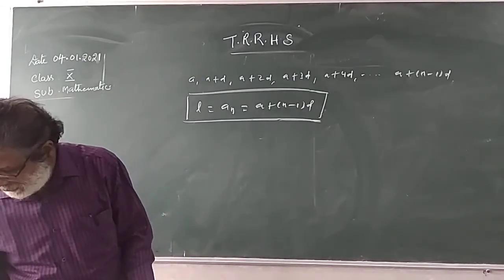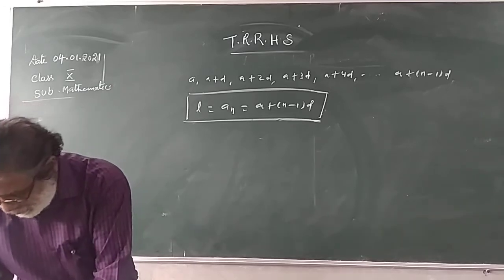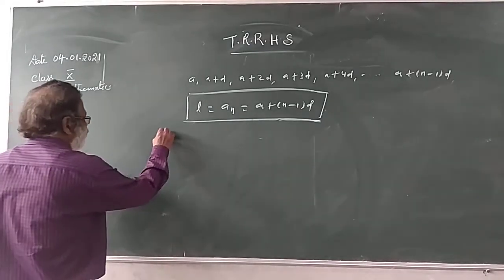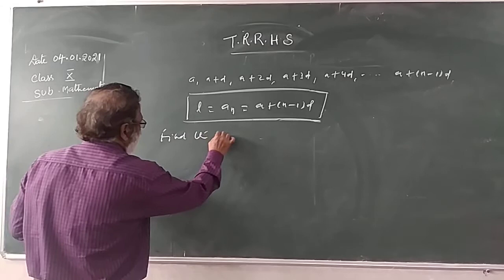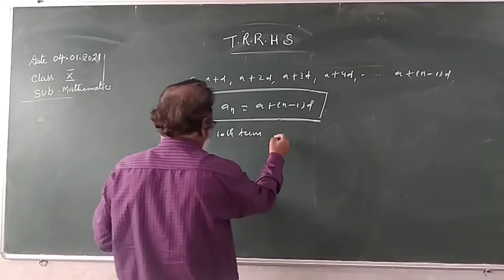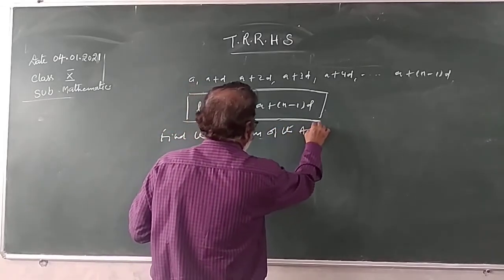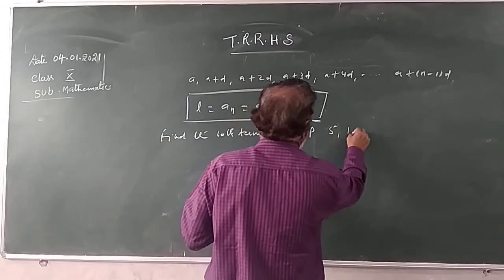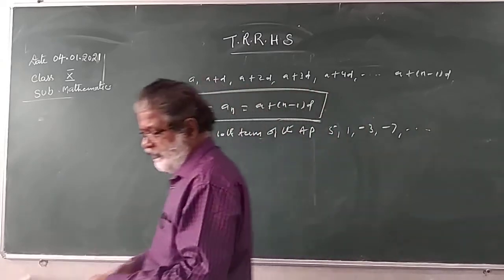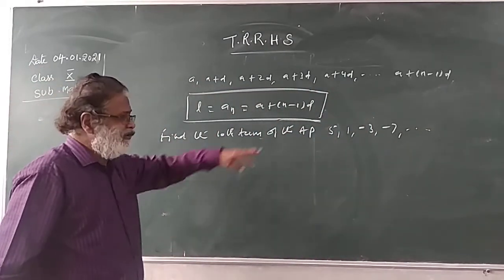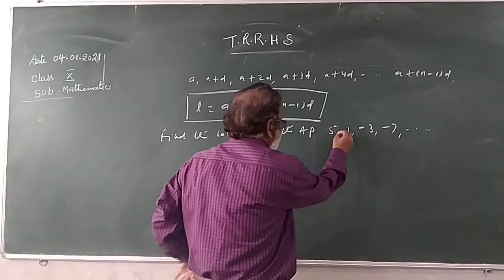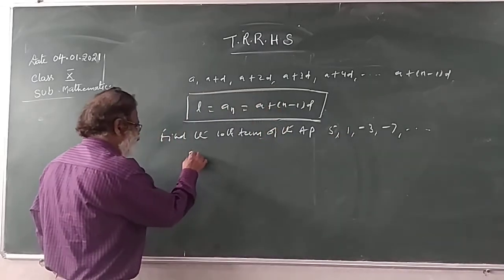Okay, so let us do some problems on this. Find the 10th term of the AP 5, 1, minus 3, minus 7, and so on. Here we need to find the 10th term of the AP. This progression is in AP: 5, 1, minus 3, minus 7. This is an AP. So let us write what is A.